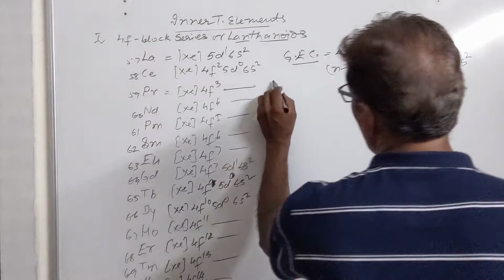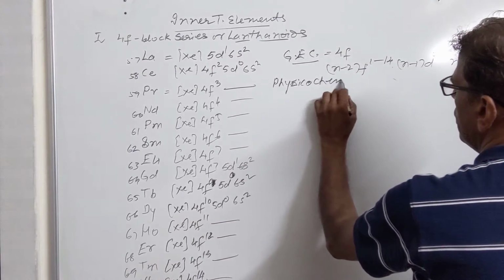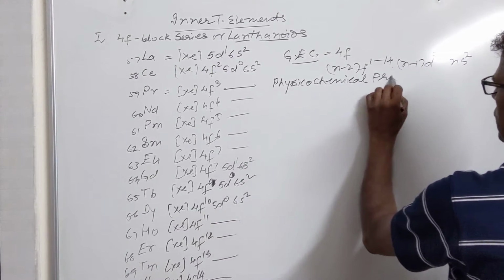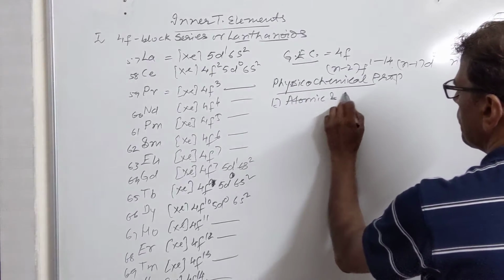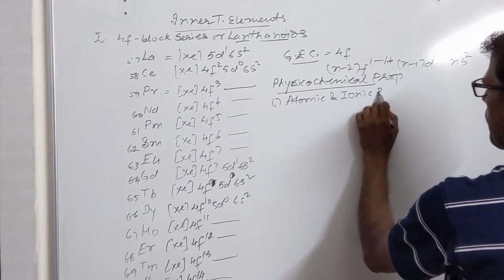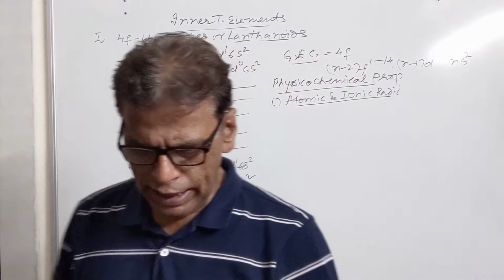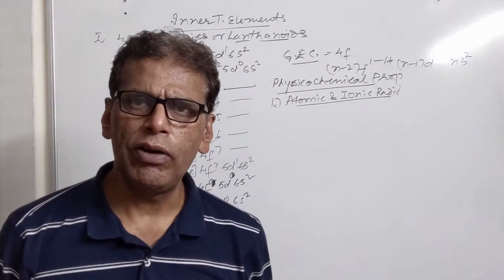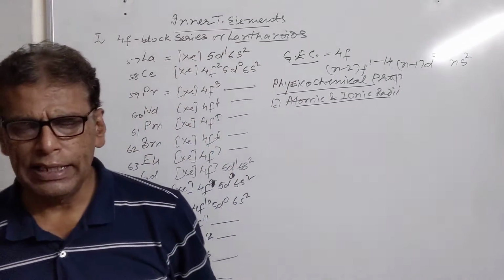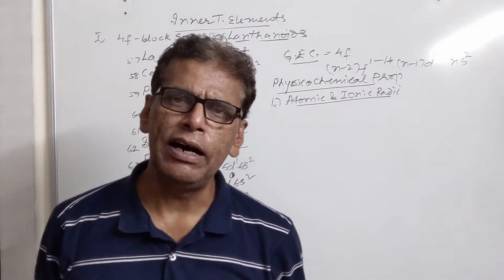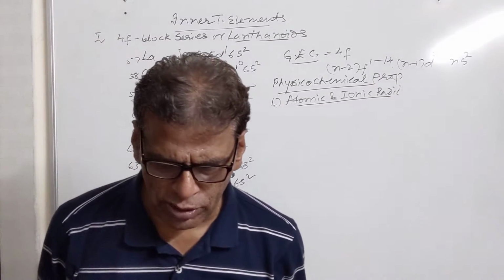So coming to physico-chemical properties, when physical and chemical properties combine together, they become physico-chemical properties. First of all, we have atomic and ionic radii. All the inner transition elements have small sizes, and atomic and ionic radii decrease from left to right, as was decreasing in the case of transition elements. This decrease is mainly due to the increase in nuclear force when we move from left to right, which pulls outer shells nearer to the nucleus.